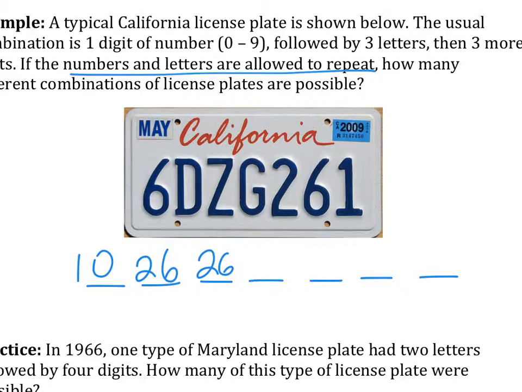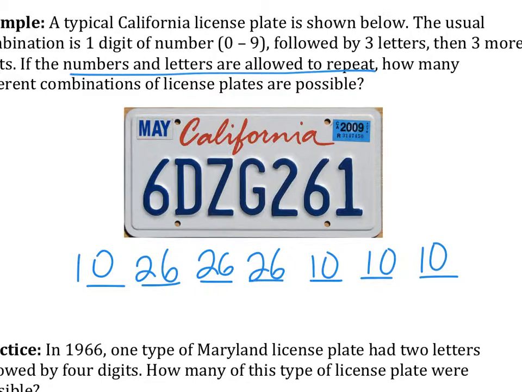Okay, and then after that, you pick another letter, right? So another 26. And then after that, you have a number, so how many choices? 10. And then 10, and then 10. Okay, so now you have the choices for all 7 spaces.